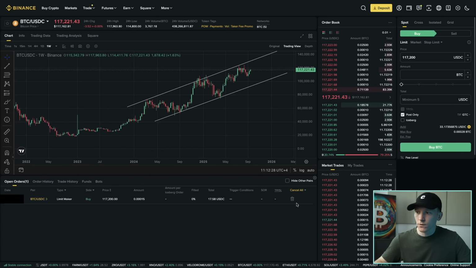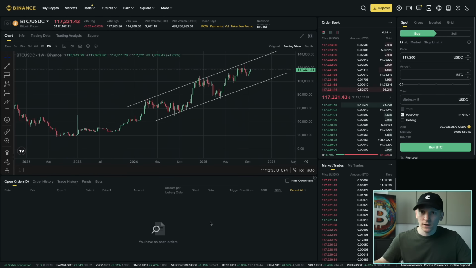I'm going to cancel the order out. So you can go to the right hand side here and press the bin button, cancel that. I canceled the order and I didn't trade. I don't pay any trading fees for that. You only pay trading fees when you actually exchange the asset.